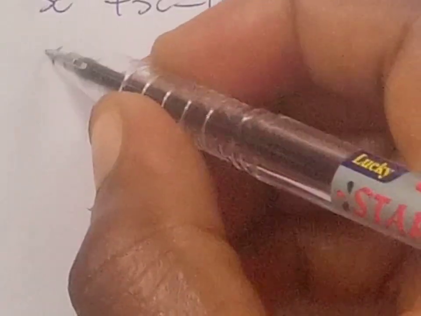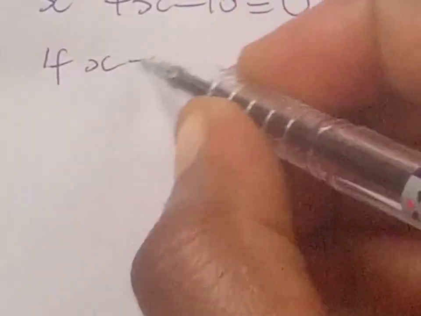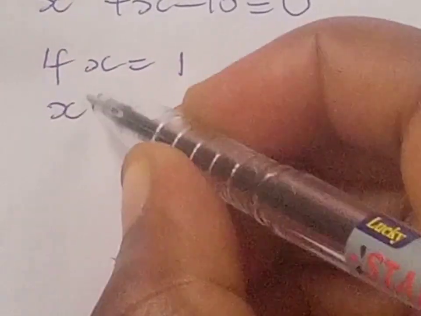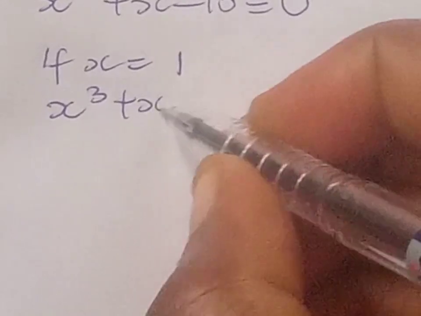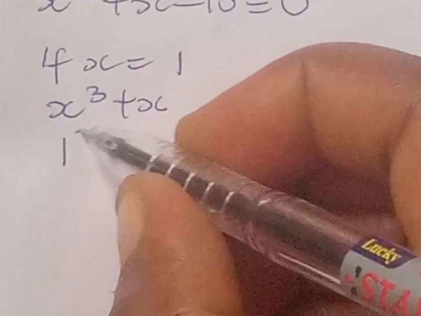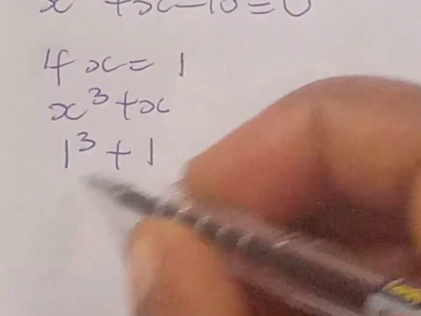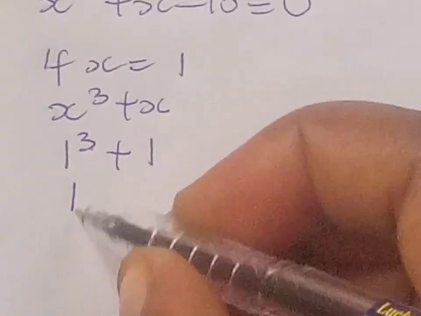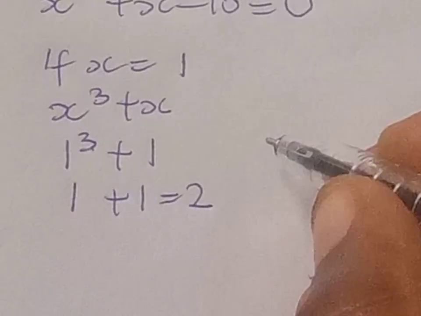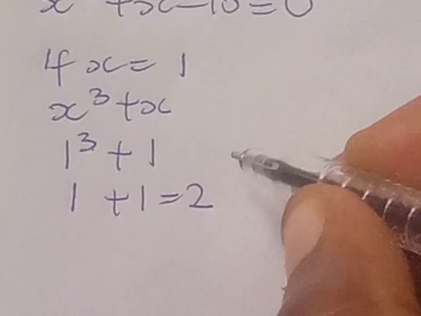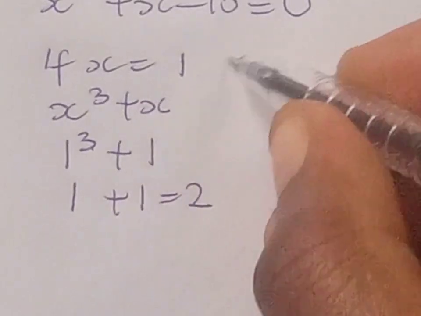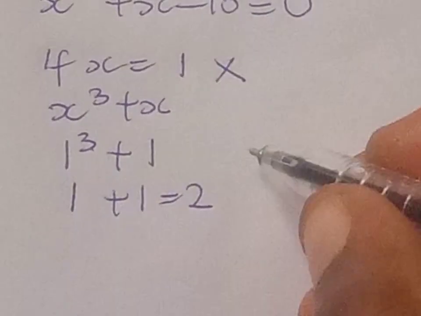Let's try if x equals 1. Our equation again, x cubed plus x, where x equals 1, that is 1 cubed plus 1. 1 cubed will give us 1. So we have 1 plus 1, which is equal to 2. But our question says our answer must equal 10. So x equals 1 doesn't work for this equation.